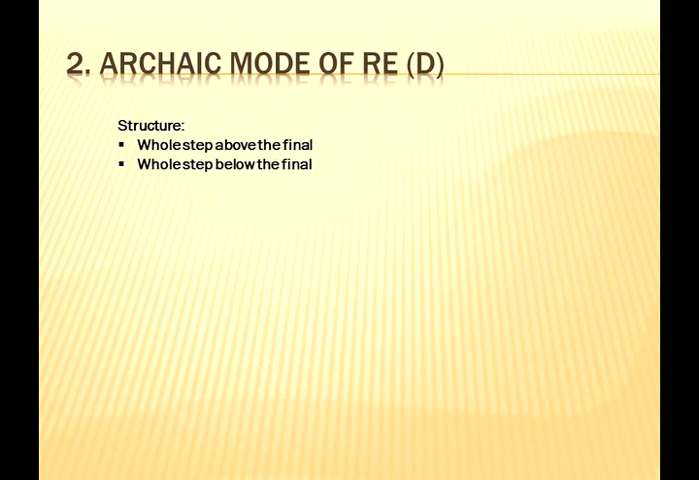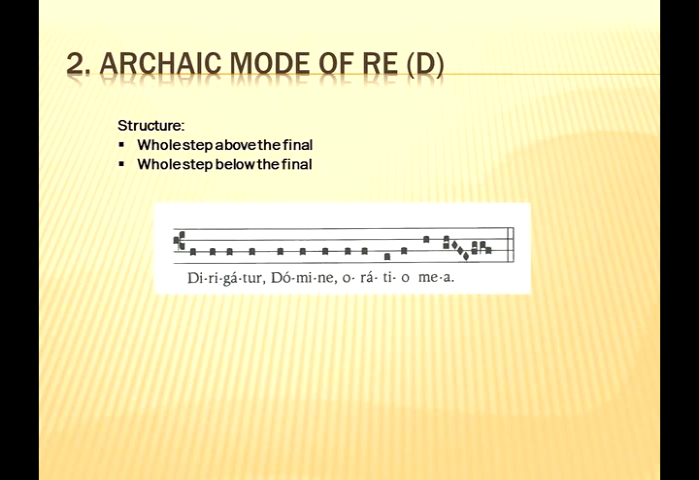The second archaic mode is that of re. Its characteristic structure is that of a whole step above the final and a whole step below the final. Here we see an ancient formula for the versicle in Vespers, Dirigatur Domine oratio mea. Let my prayer rise, O Lord. The versicle begins on re and has a recitation on the same note. There is an ornamented cadence with the piece resting on the final of re. Again, a very simple example. Others will have more complex ornamentation, but the basic structure will be the same.